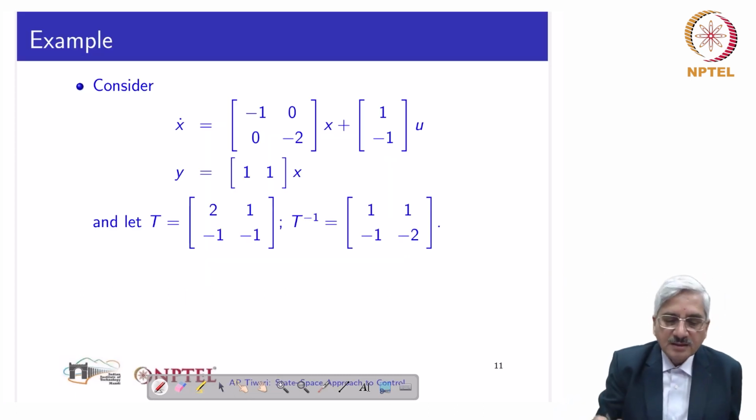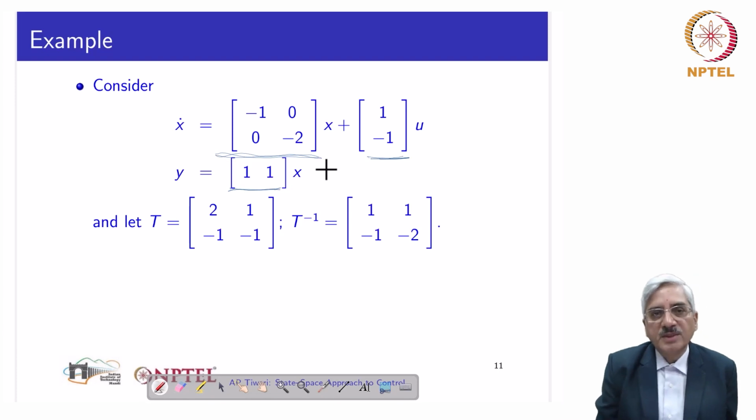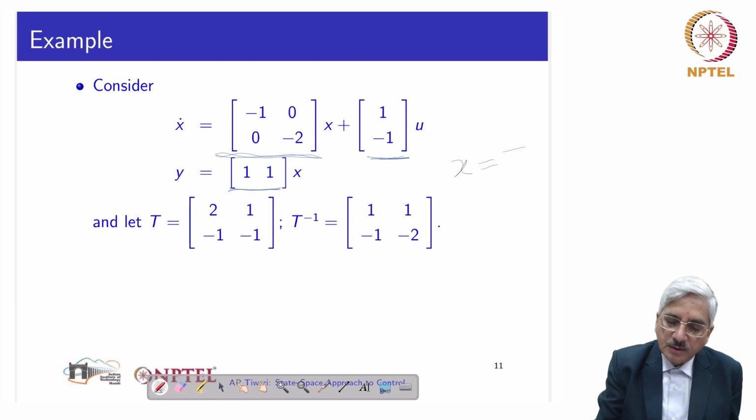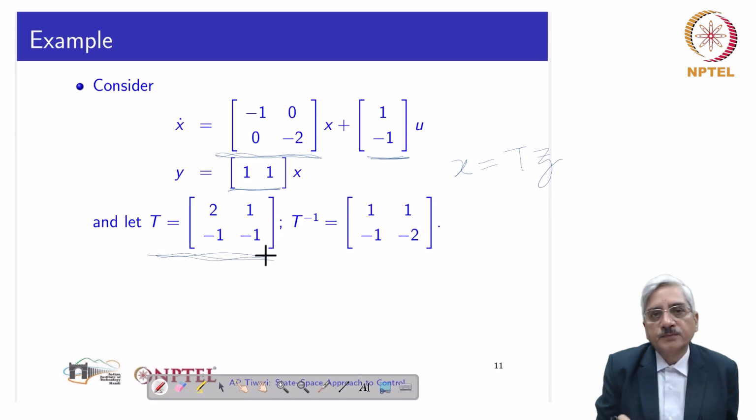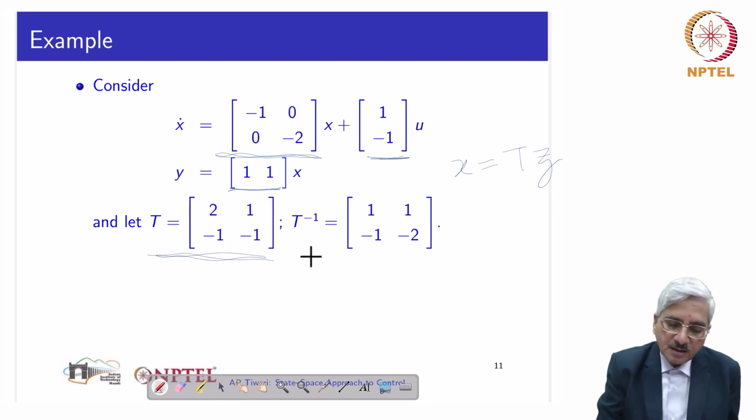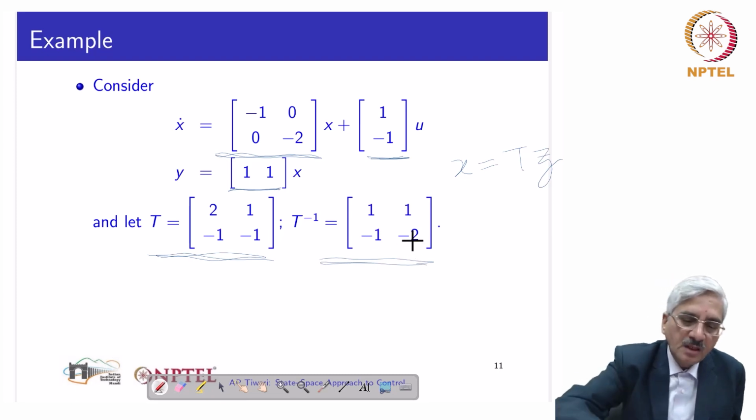As an example, we consider this system. Here x dot is given with a diagonal matrix. This is the system matrix A, and this is the input matrix B. And y is given by the C matrix, 1 1, times x. Now we want to transform to a new representation where the state variable will be z, related by x equal to Tz, and we are going to select T as this. You can check that its inverse, T inverse, will be 1 1 minus 1 minus 2.